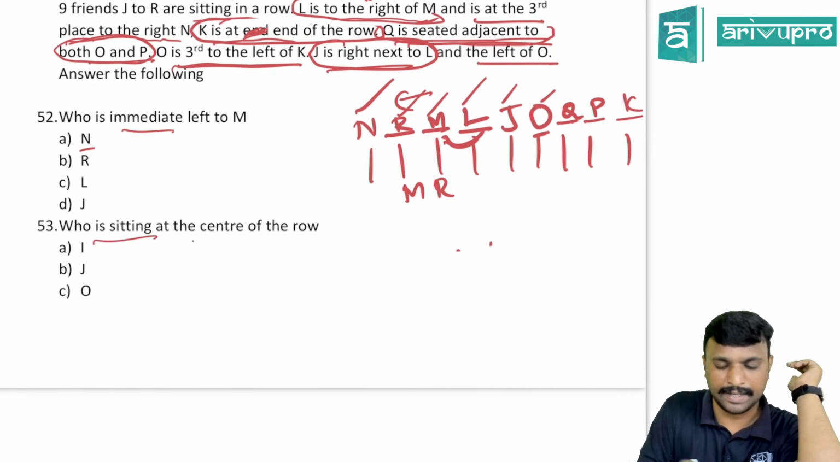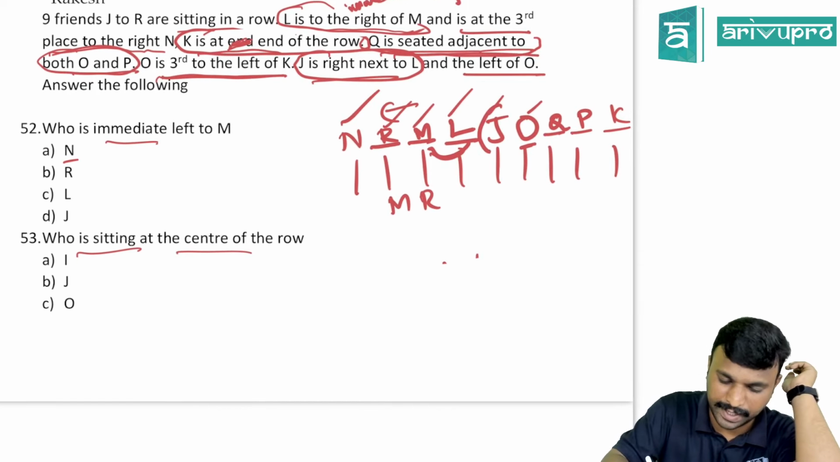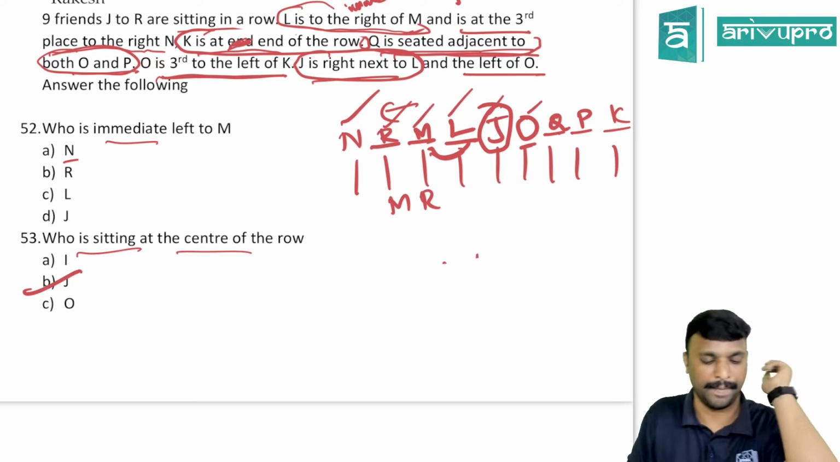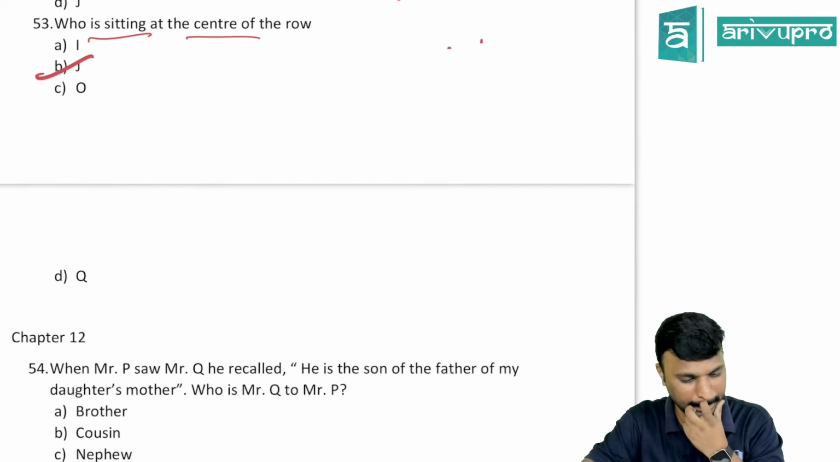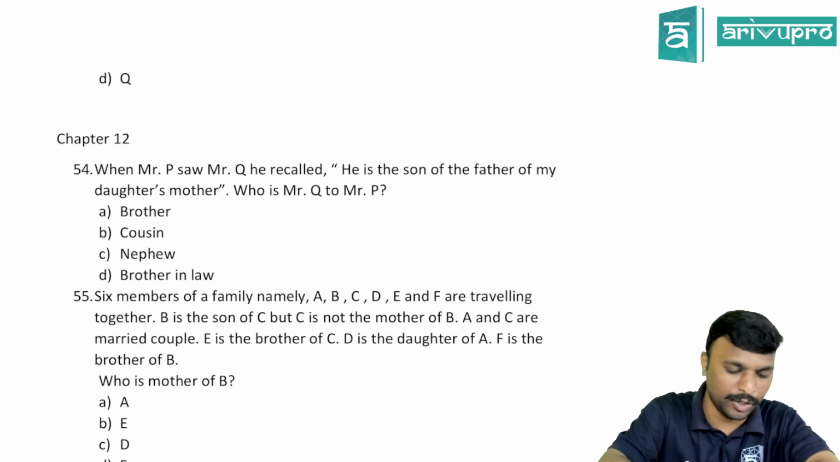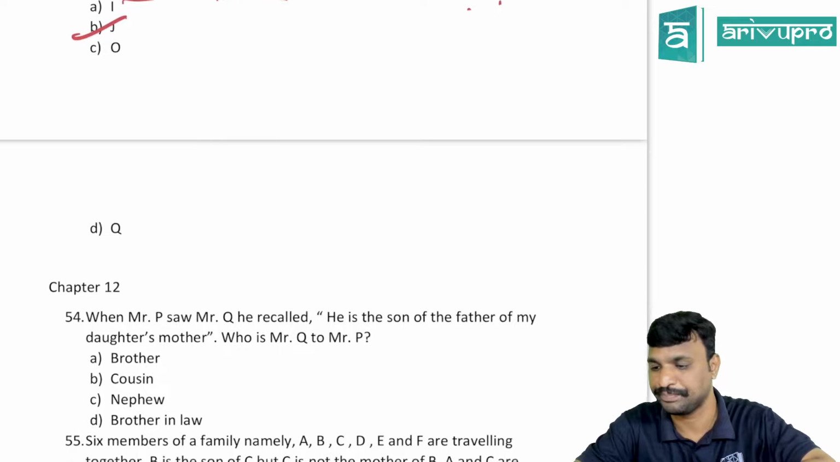Who is sitting at the center of the row? Guys, who is sitting at the center of the row? Definitely J. Option B is the right answer. Let's move on to the next question. That is question number 53, right?